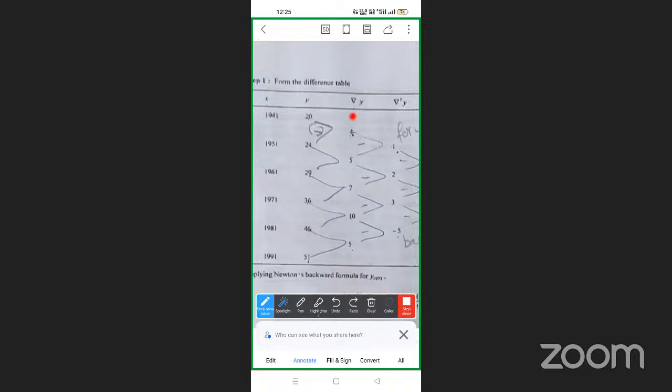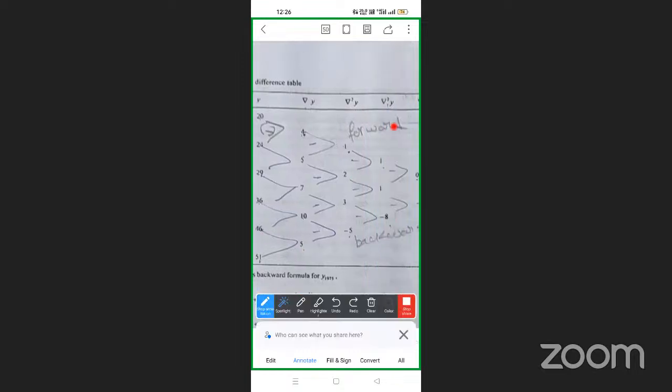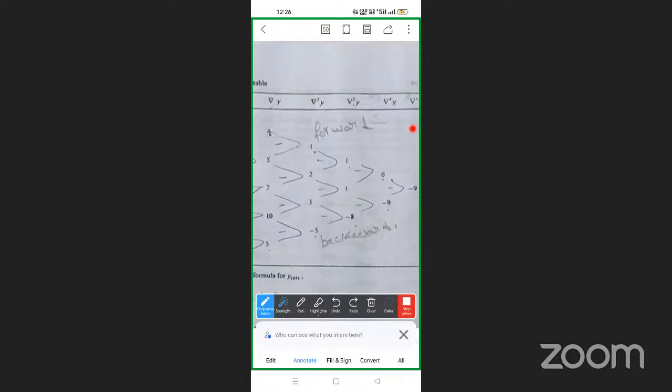Next, we have to find out the nabla values. Nabla Y is equal to the difference between these two. 24 minus 20, 4. Here also 29 minus 24, 5. 36 minus 29, 7. 46 minus 36, 10. 51 minus 46, 5. Similarly, here also delta square y, delta cube y, delta power 4 up to delta power 5, up to a single term.